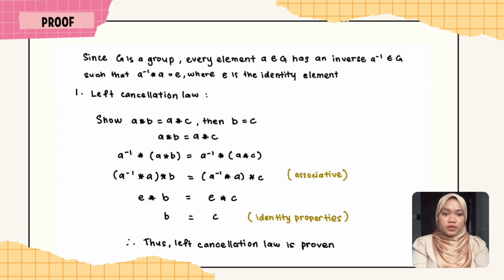And then we will use the associative property and we will get A inverse multiplied by A, multiplied by B, is equal to A inverse multiplied by A, multiplied by C. And then by the identity property, A inverse multiplied by A gives E. Here, we will get E multiplied by B is equal to E multiplied by C. By the identity property, we notice that B is equal to C. Thus, the left cancellation law is proven.